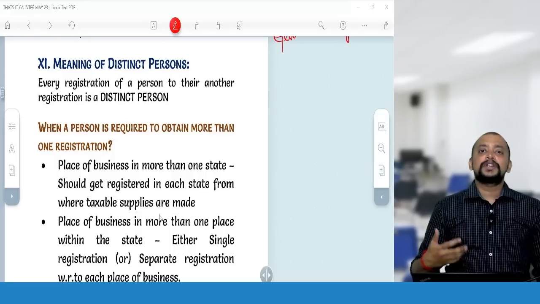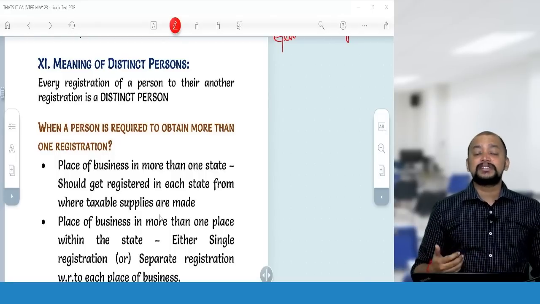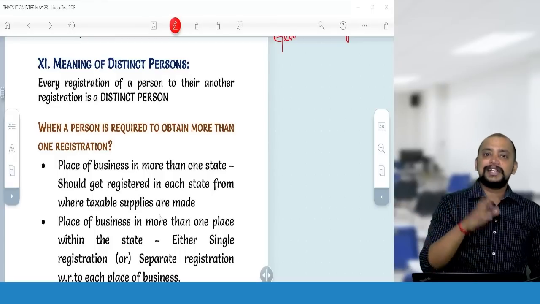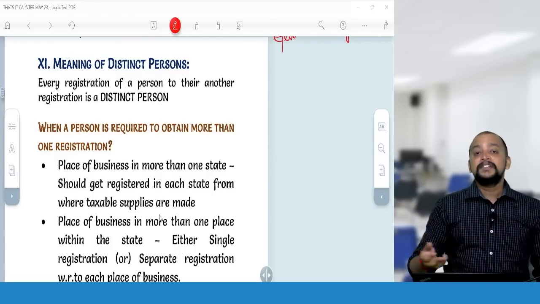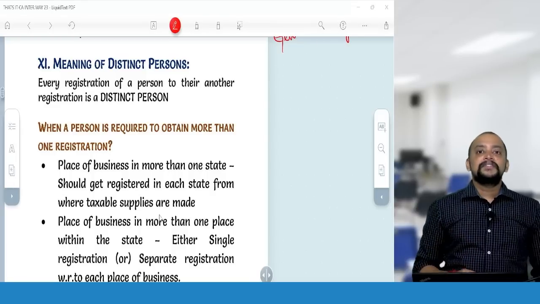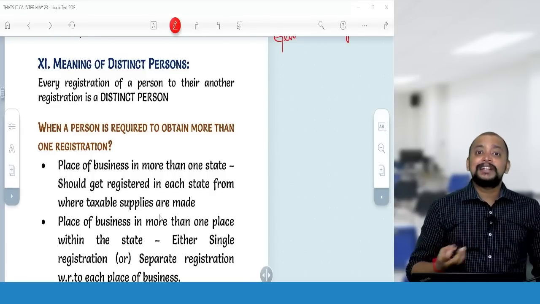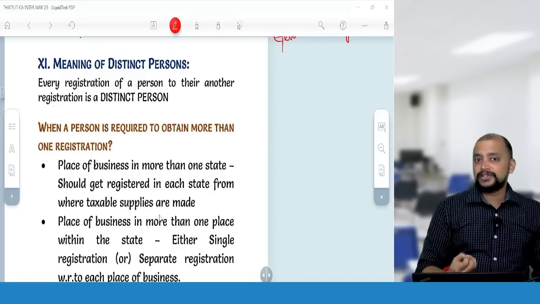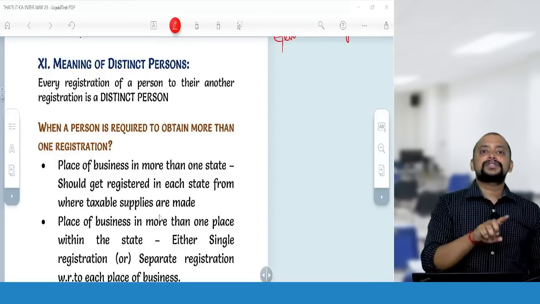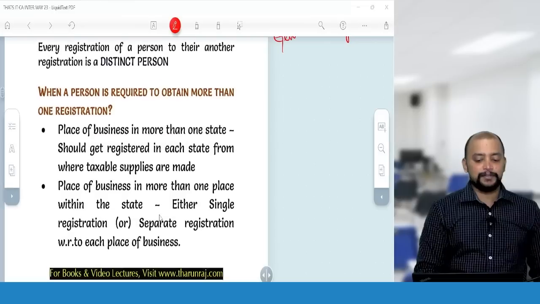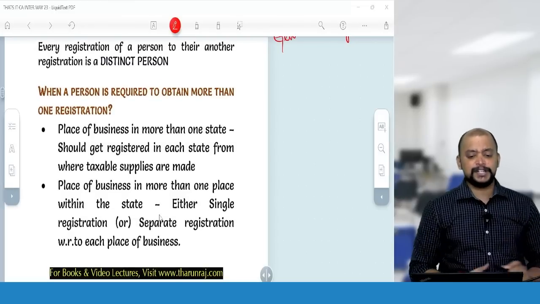So whenever we are doing business in multiple states, we need to get registered in each and every state. So one state registration and the other state registration of the same person will be treated as distinct person. Whenever we are doing business within the state, when we have multiple places of business, it is optional for us whether to go for separate registration or single registration. If we go for separate registration, then one registration to another registration is known as distinct person. Okay, that is with respect to this.